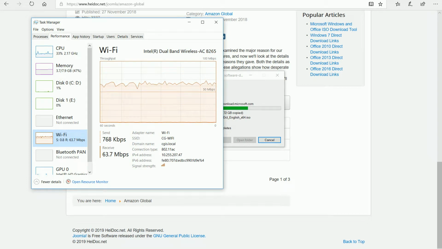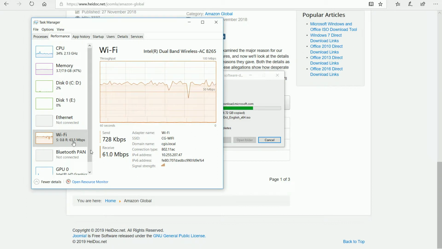It's just a topic comparing the performance between the AC Wi-Fi and the wired gigabit connection. 1.1 AC Wi-Fi. So AC Wi-Fi is currently the fastest wireless technology. So what I want to do is compare it to the wired connection.